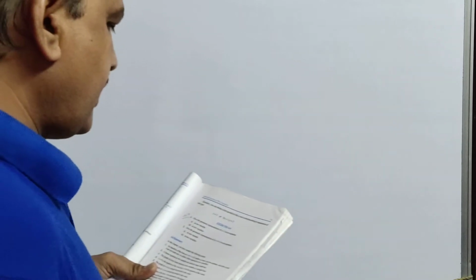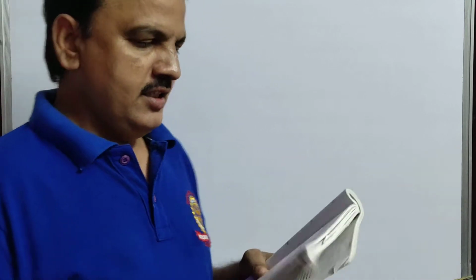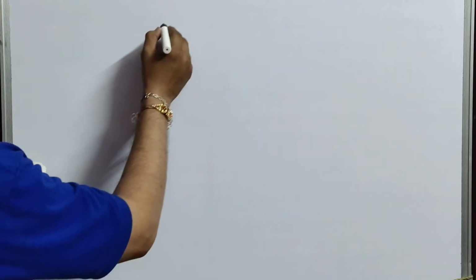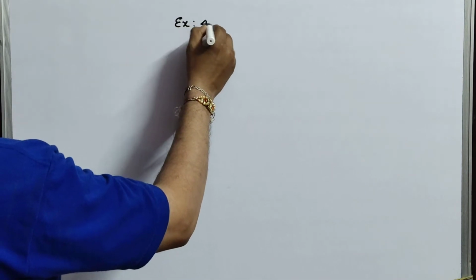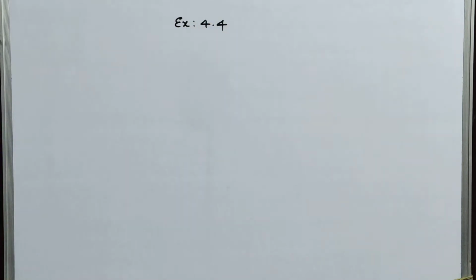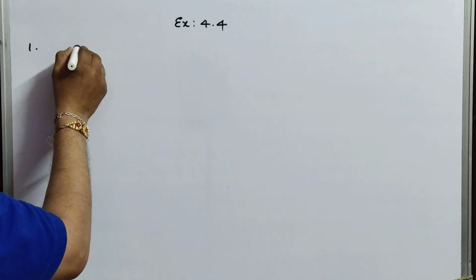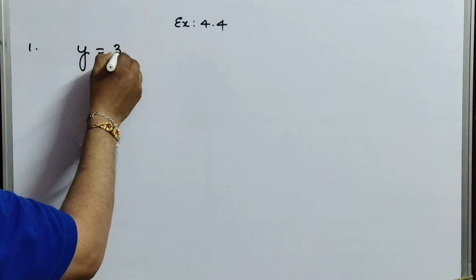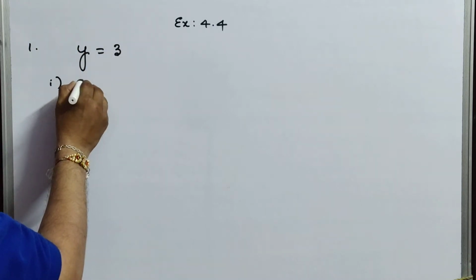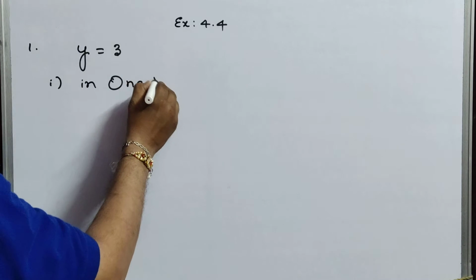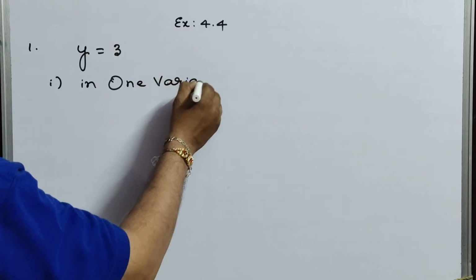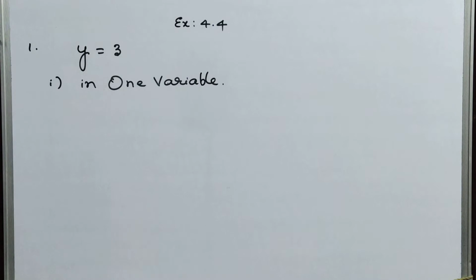Give the geometric representation of y equals 3 as an equation in one variable and two variables. Very easy, children. See here, exercise 4.4. The question is given here: give the geometric representation of y equals 3. The first question is in one variable. How we are going to draw in one variable, listen very carefully.